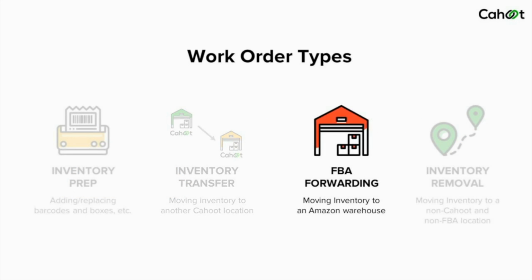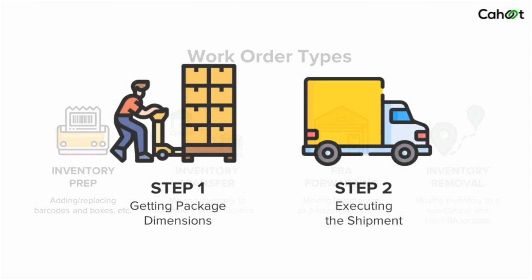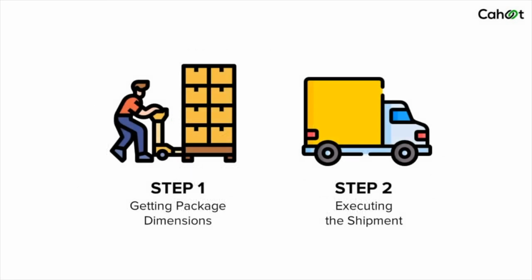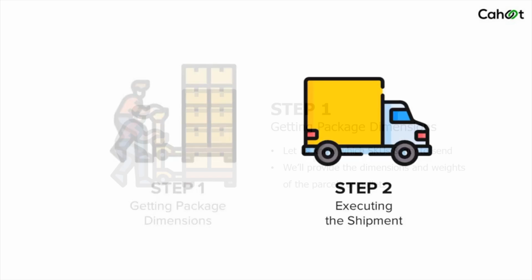Before you begin, you will need to know what SKUs you intend to send to FBA. If your products are not fully prepped and labeled per FBA requirements, you will need to first create a new inventory prep work order. There are 2 steps to creating FBA forwarding work orders. Step 1 is getting package information, and step 2 is executing the shipment.